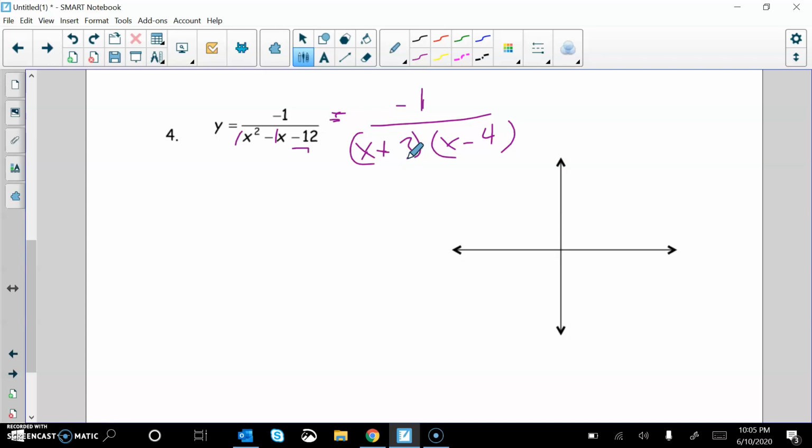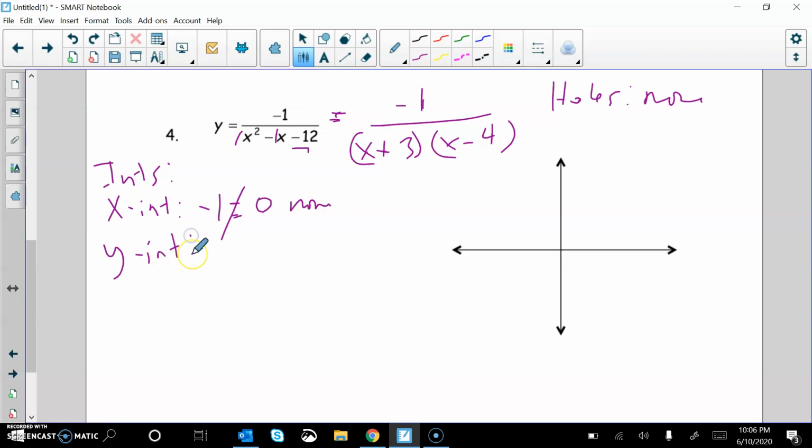Nothing cancels, so since nothing cancels, right off the bat, we have no holes in the graph. Intercepts. Alright, x-intercept. That is when your numerator is equal to 0, your numerator is negative 1. It is never equal to 0. So there are no x-intercepts.